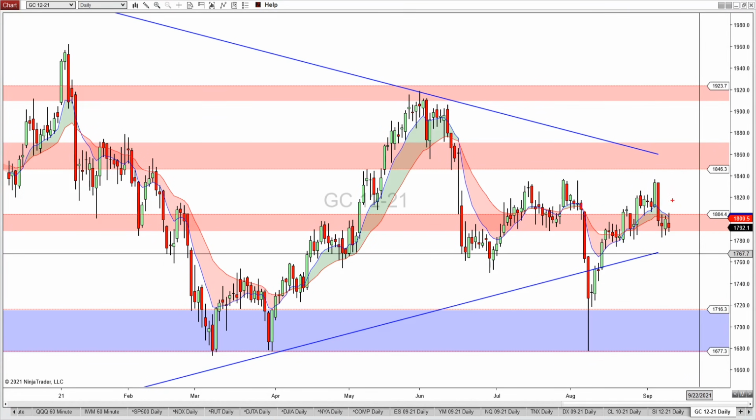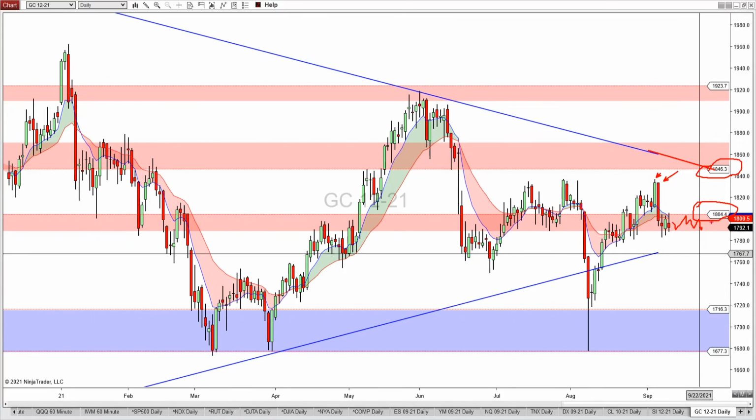And here on gold, we see gold was trying to make a move here up to the 1846. So essentially try to get up to this trend line. As you can see, we've got a big reversal here. And right now it's back underneath this 1804.